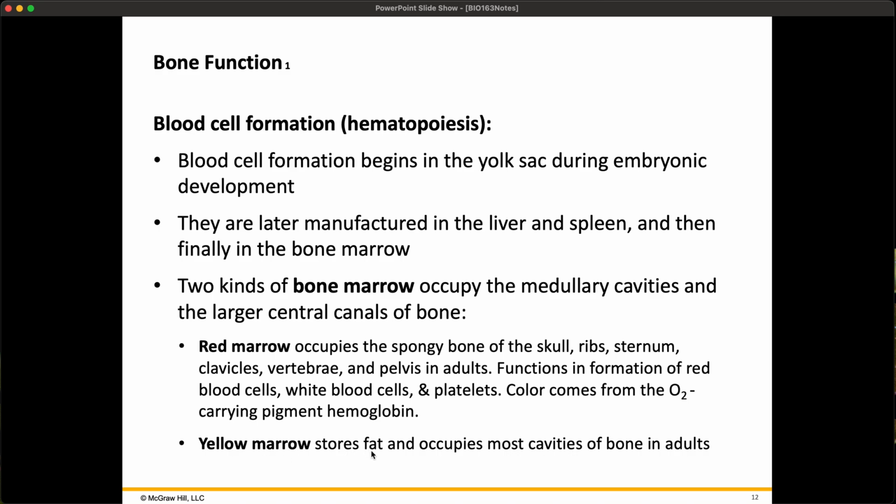But as we said, red marrow in your long bones especially will convert to yellow bone marrow, and this acts as fat storage. It occupies most of the bone cavities in adults, and if you go to a restaurant and you order bone marrow, you are being served yellow bone marrow. If you see vultures or scavengers breaking open bones, they're eating this yellow bone marrow because it's very high in fat, very high in energy and nutrients.